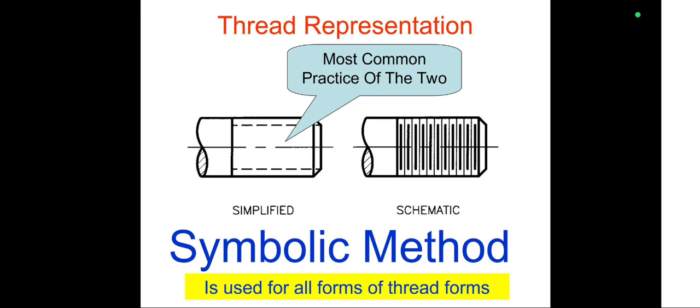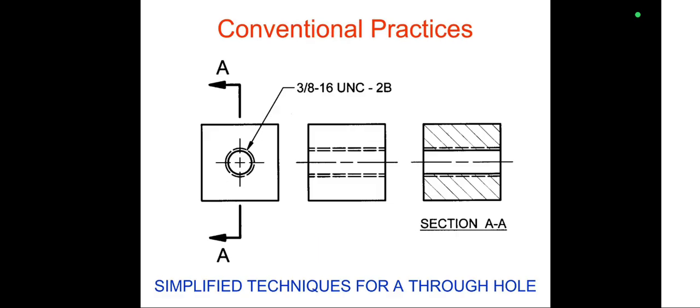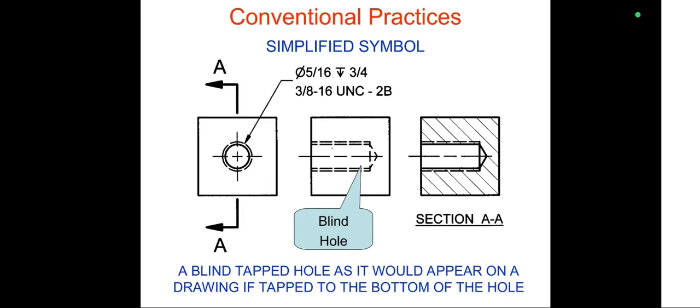Thread representation. One is simplified and one is schematic. Thread representation, detailed method, showing the external thread and the internal thread. The conventional practice is shown in these sectional views of the internal thread on the right side of the figure. These are blind holes, and they are sectioned in the right side figure. And the last one is the blind hole tap. It would appear on the drawing as the tap at the bottom of the hole.